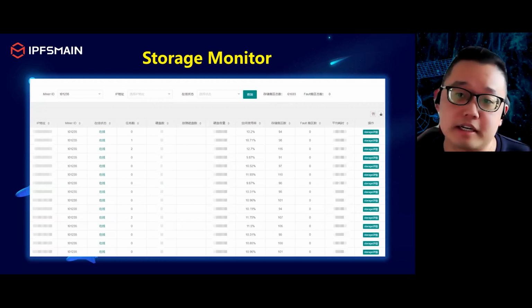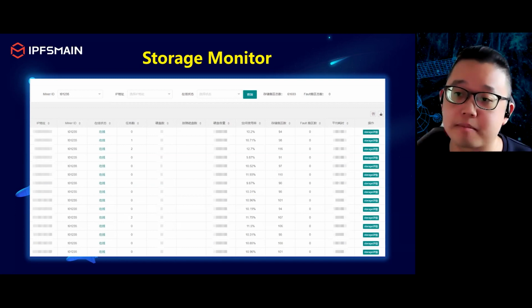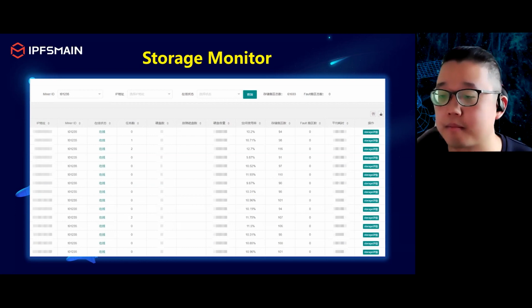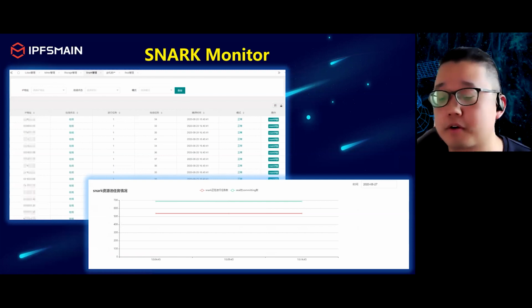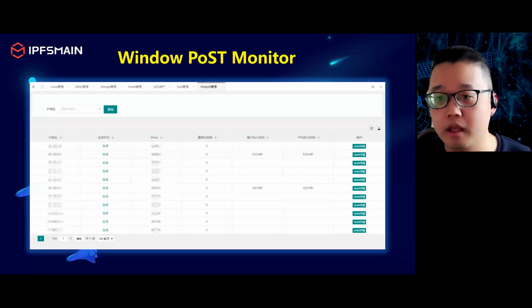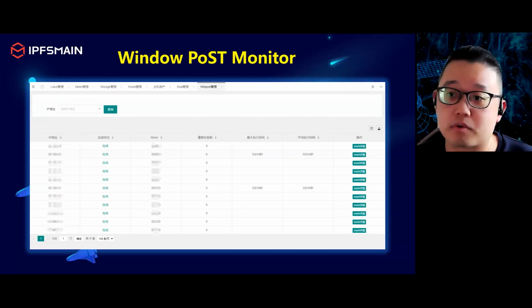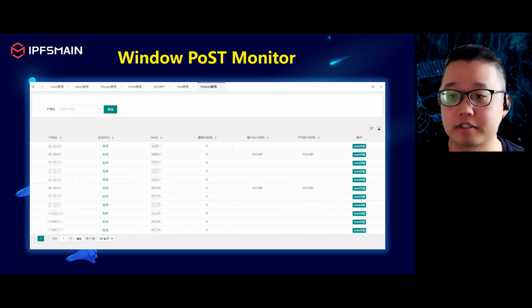The storage monitor helps us with the sector storage status. It will find storage failures actively and perform data migration in real time and make the migration history traceable. Snark monitor focuses on the working status of Snark and its resource demand. WindowPOST monitor is responsible for WindowPOST working status and history of all miners. And these monitors, as mentioned, are all part of the component monitoring system.